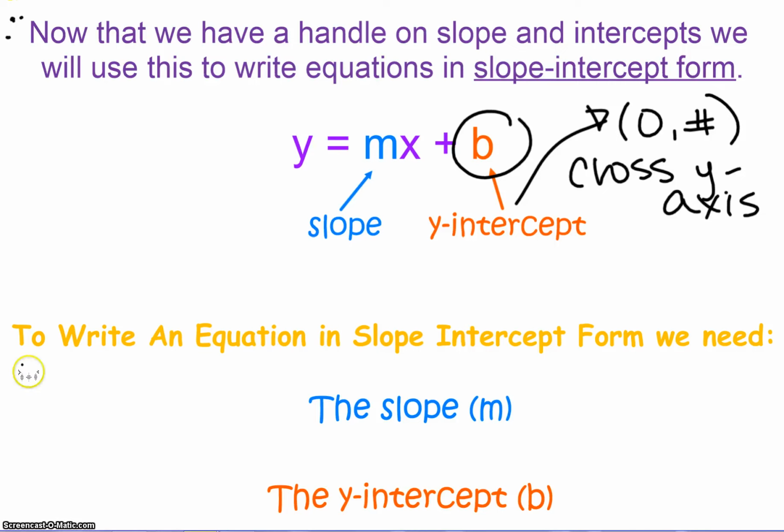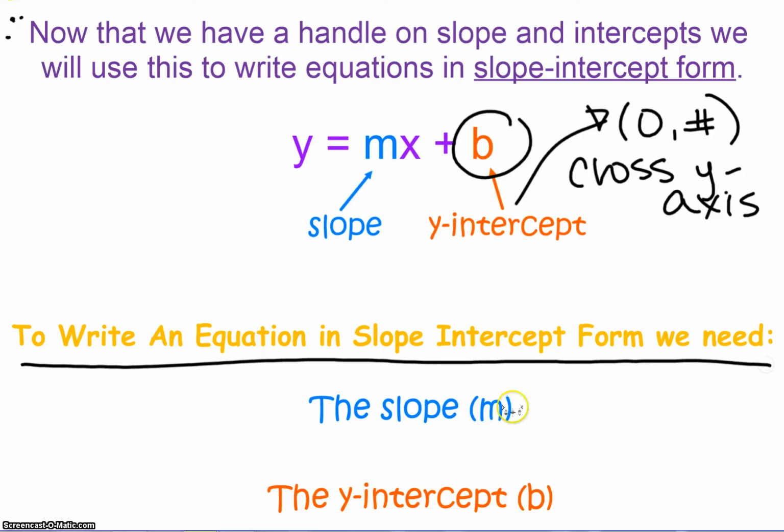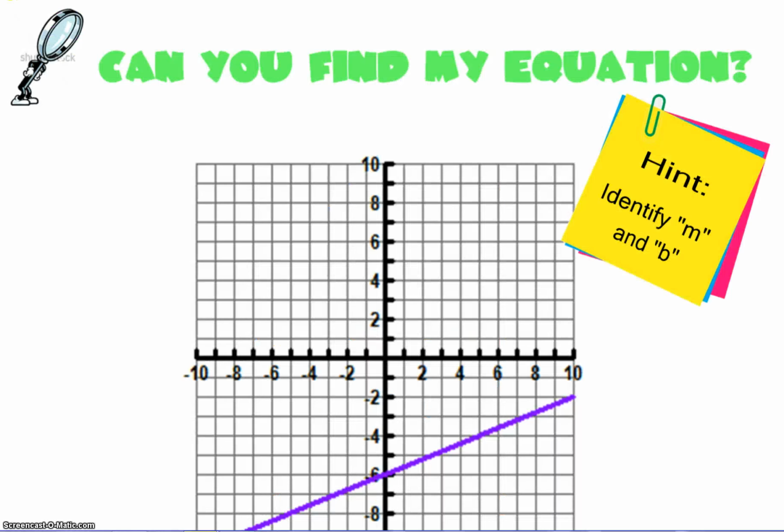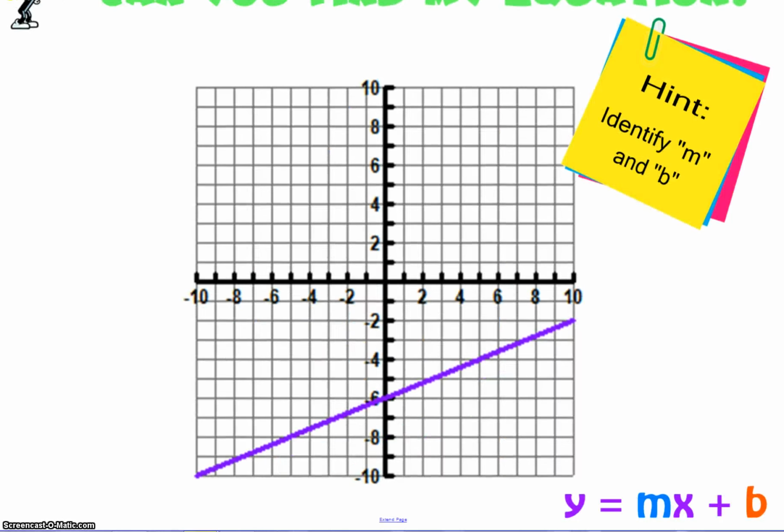So to write an equation in slope-intercept form, we need the slope and we need the y-intercept. Once we have those two things, we can write it in slope-intercept form. And notice that you have y first: y equals mx plus b. So let's go ahead and get started. It says, can you find my equation? And we know that we are looking for y equals mx plus b. So every time we do a problem, you need to write m equals and you need to write b equals, because those are the two things you're looking for.